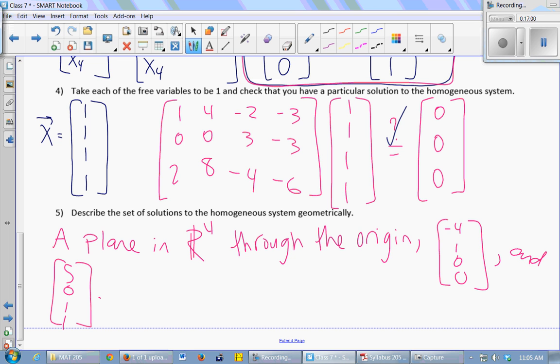That's it for the demo. The next thing you're going to do is work through basically these same questions, but for the non-homogeneous system that you did on the quiz.